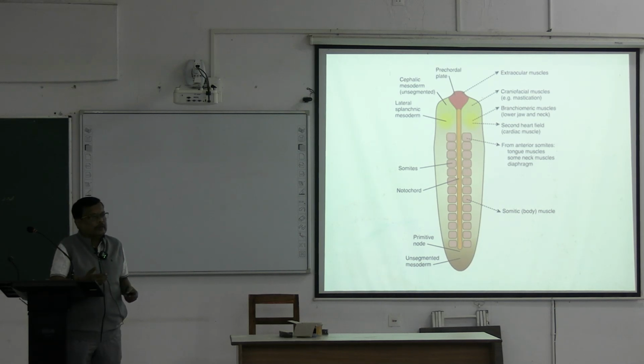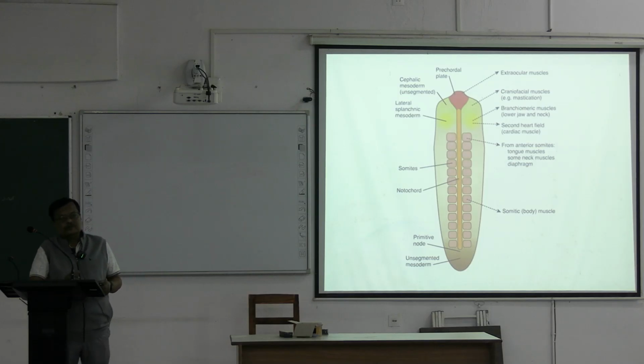What structures develop from them? From the pre-occipital somites develop mainly the extraocular muscles. You know, in the eyeball, we move the eyeball in different directions, which needs muscular activity. The muscles that move the eyeball above, below, laterally, medially are called extraocular muscles: superior oblique, inferior oblique, lateral rectus, medial rectus, superior rectus, inferior rectus. From the pre-occipital somites, these extraocular muscles are formed.